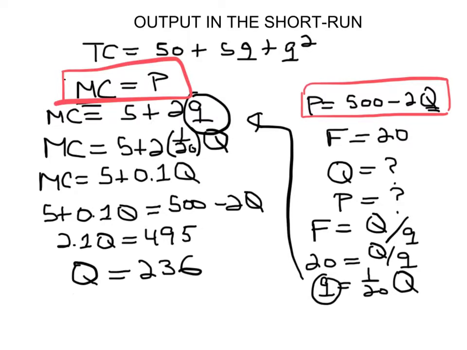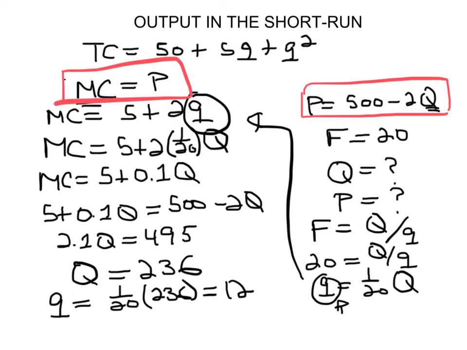So at the market level, when the output of all the firms is added up, the whole market produces 236, and I can find out what each firm produces by using the equation I have here. So this would be 1 over 20 times 236, right? So that's going to be equal to about 12.